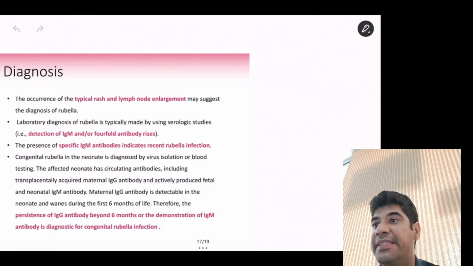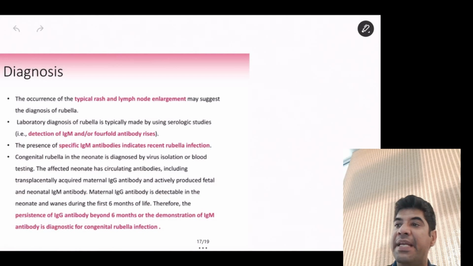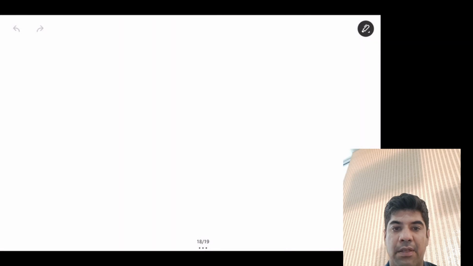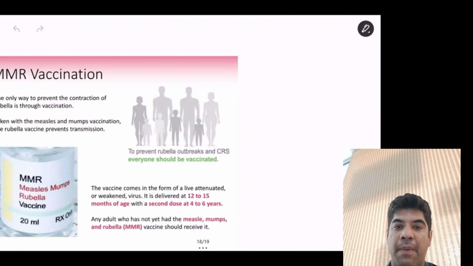The detection of IgM, the presence of specific IgM antibody indicates recent rubella infection. The persistence of IgG antibodies beyond 6 months or demonstration of IgM antibody is diagnostic for congenital rubella infection.